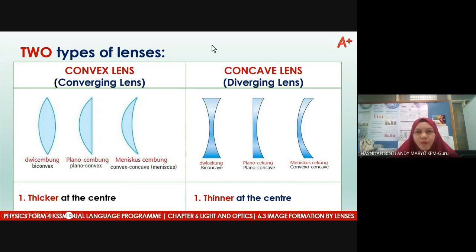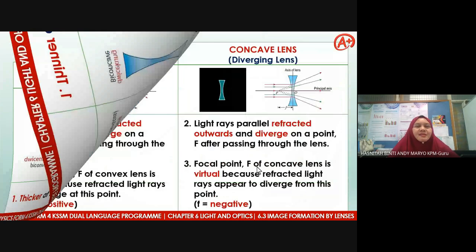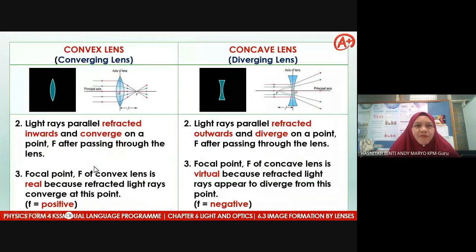Second type, we have concave lens, also known as diverging lens. Examples are biconcave, plano-concave, and third, convexo-concave lens. Concave lenses are thinner at the center. So this is the first difference between convex and concave: convex is thicker at the center while concave is thinner. Then this is the second characteristic you can see for both.